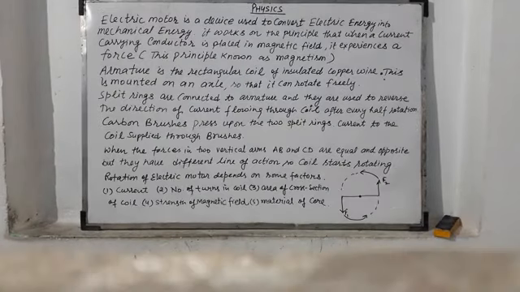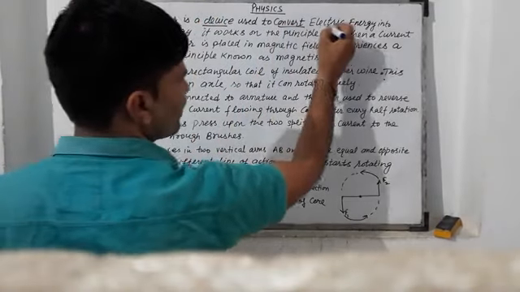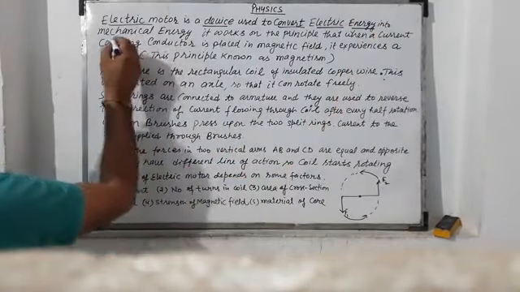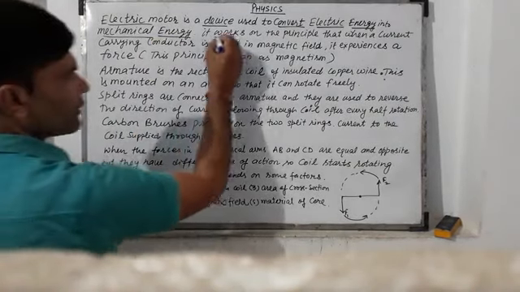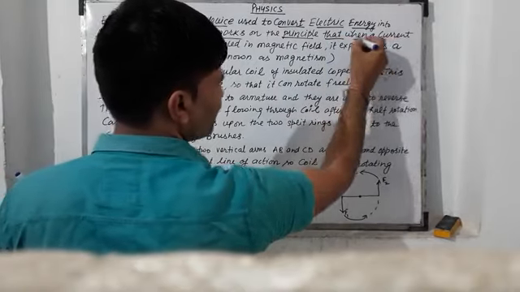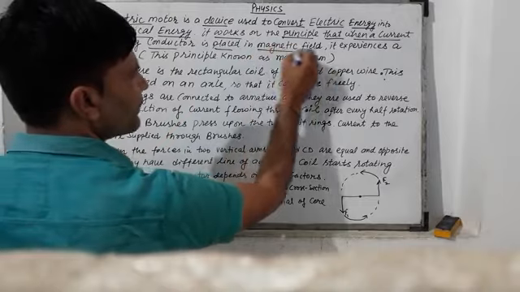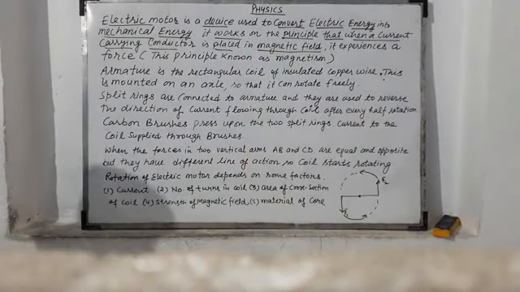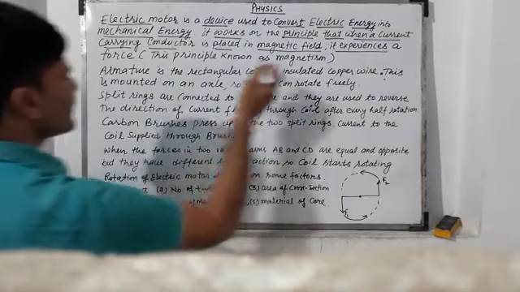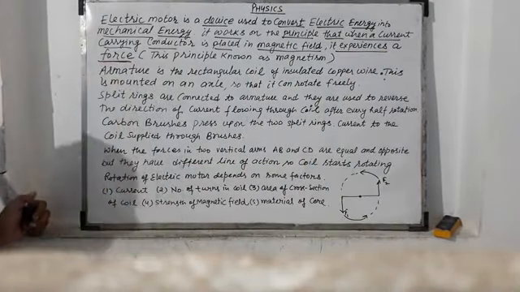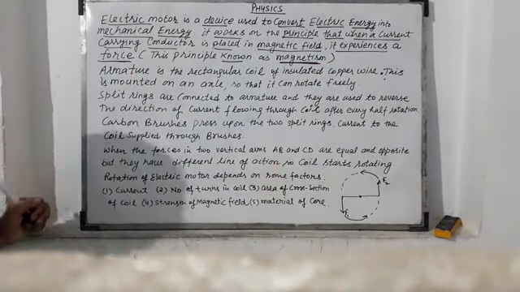Electric motor is a device used to convert electric energy into mechanical energy. It works on the principle that when a current carrying conductor is placed in a magnetic field, then it experiences a force, and this principle is known as the motor effect of magnetism.